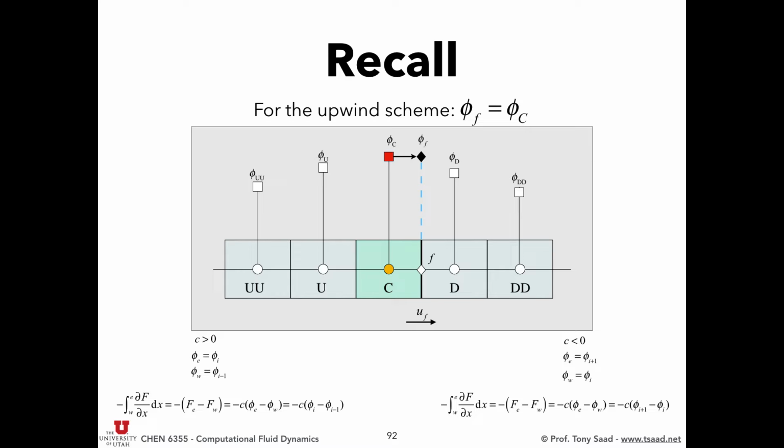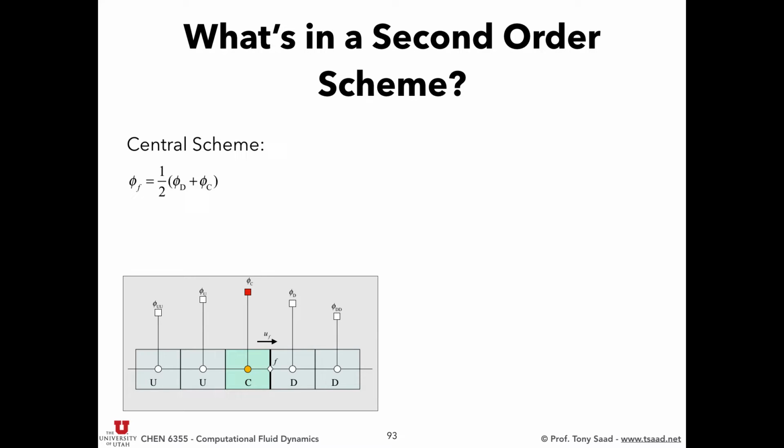Okay. That's great. So now, what you want to take from this is that upwind means phi f is phi upwind. Okay, that's what you have to keep in mind. So now let's look at what's in a second order or higher order scheme. And let's start with the central scheme given by the average value. The face value is given by the average value of the upwind and downwind values. Okay, so phi at the face is given by 1 over 2 times phi upwind plus phi downwind.